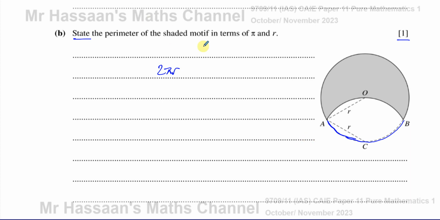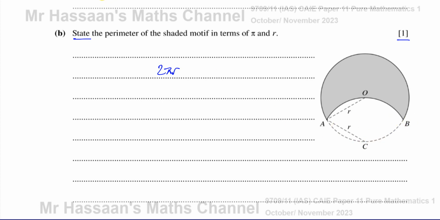You can just see that this is symmetrical. These two are exactly the same. That's R, that's R. It's symmetrical. So this must be the same length as this length, and together this whole thing is 2 pi r. So that's the answer to this.